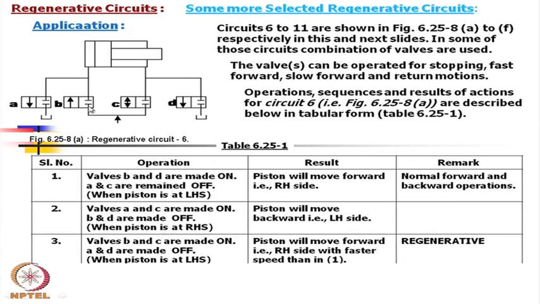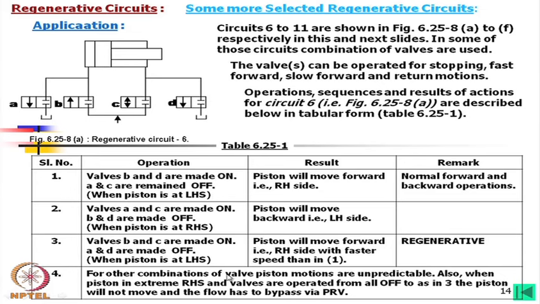Now, valves B and C are made on, both these valves are made on, and A and D are off. The piston will move forward, that is, to the right hand side, with a faster speed than before. So, this must be regenerative. For other combinations of valves, piston motions are unpredictable. If we connect other combinations, maybe C, D or any at random, you will find that it is not moving, or it may move in one direction depending on the resistance being less than the resistance for the flow through any valve returning to the tank. So, basically we should say this is unpredictable.